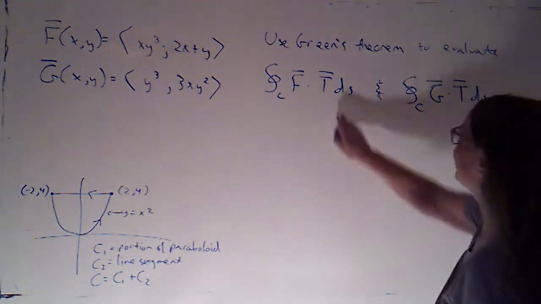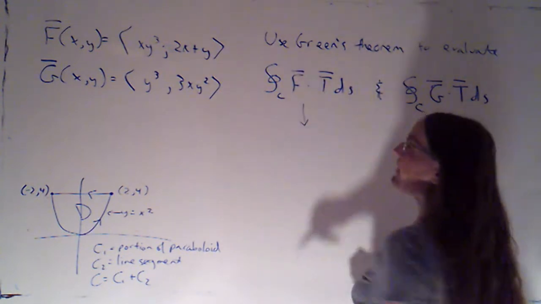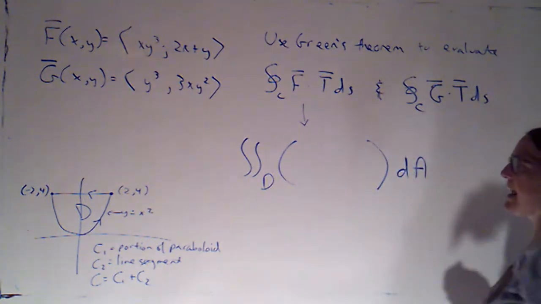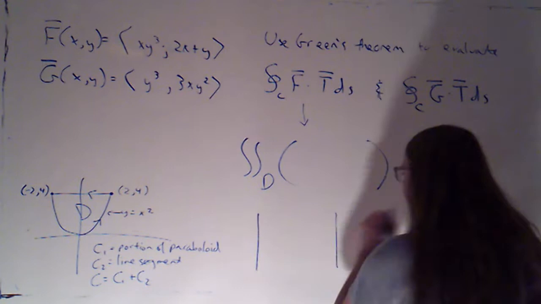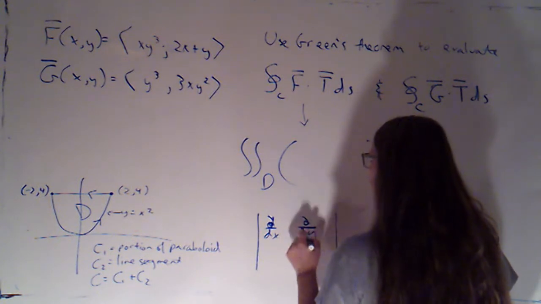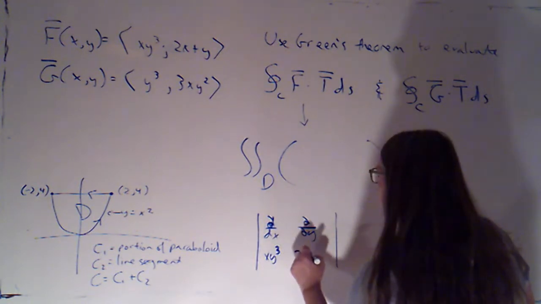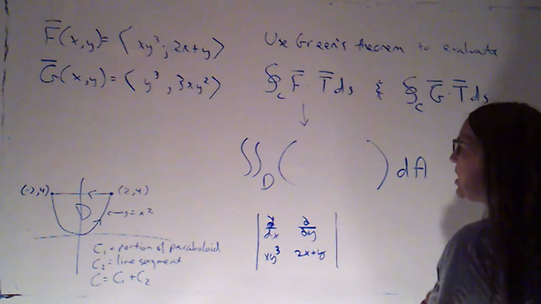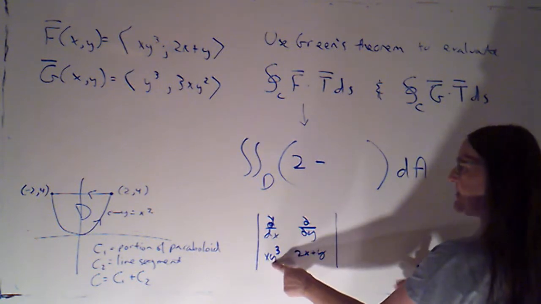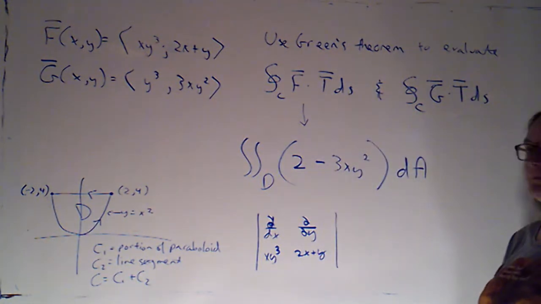Welcome back. Okay, so I'm going to just say D is the enclosed region right here. If I'm using Green's theorem here, I'm going to be doing the double integral over D of my integrand dA, and I always have to work out what the integrand is again. It's the determinant of this 2x2 matrix: partial with respect to x, partial with respect to y, and then I just list the component functions. So it'd be x y cubed here and 2x plus y here. So I'm going to get the partial with respect to x of 2x plus y, that's going to be 2, minus the partial with respect to y of x y cubed, and that's going to be 3x y squared.